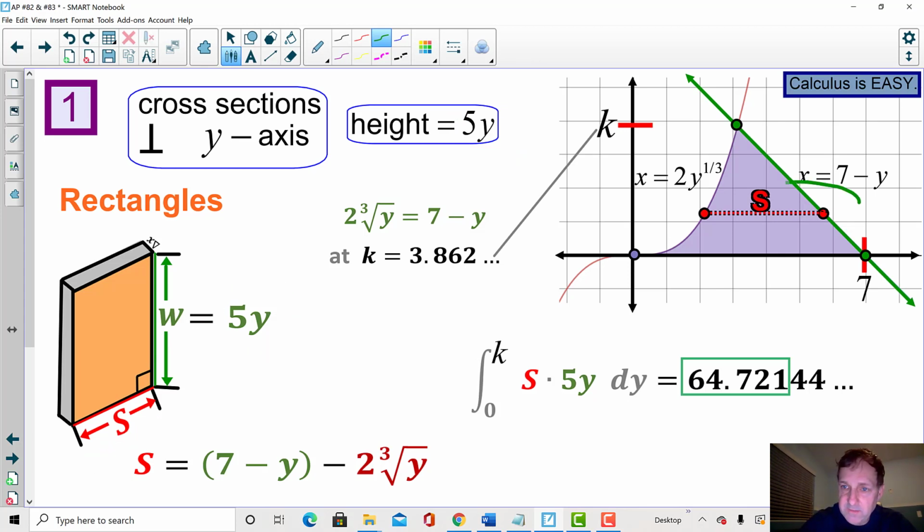And so let's look at what s is. Here's the s over here. In this case, it's going to be the right minus the left. And that's because the cross sections are perpendicular to the y-axis. So we're drawing our s's perpendicular to the y-axis.